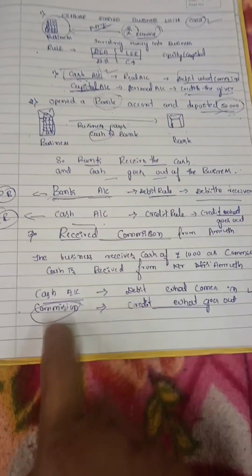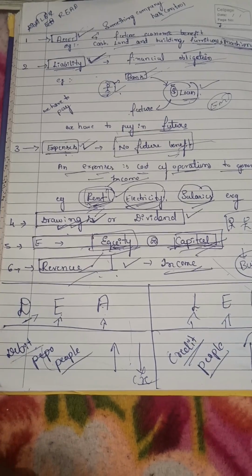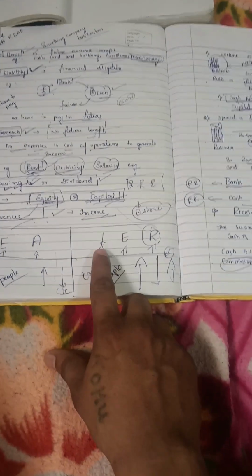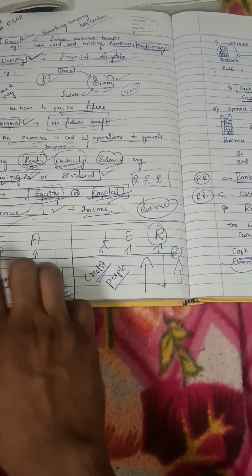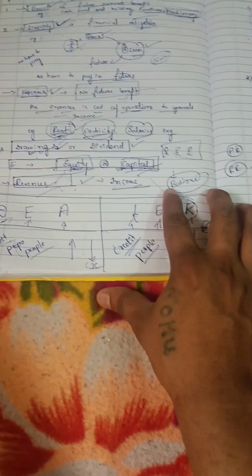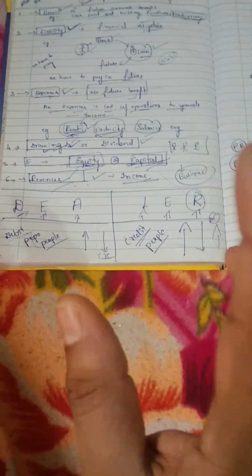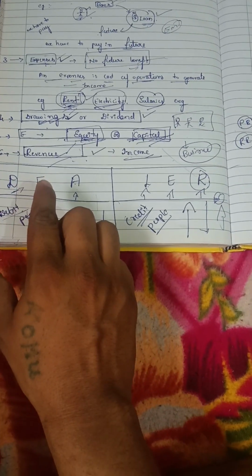So again I'm reiterating the rules. D means what? Drawings, expenses, assets. These are one party. And liability, equity, capital, revenue. These are the other party. DEA, these are debit people. LER, these are credit people. Now while passing the journal entries, you have to remember this rule. If drawings are increasing, we have to debit the entry. If expenses are increasing, we have to debit the entry. If assets are increasing, we have to debit the entry.